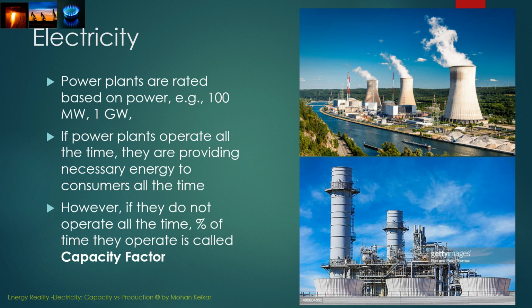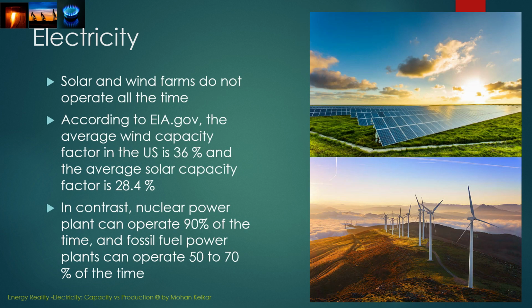Power plants are typically rated based on how much power they can generate. So they're rated, for example, as 100 megawatt power plant, 1 gigawatt power plant, etc. And if the power plants operate all the time, they will provide the necessary energy to the consumers all the time. However, if power plants only operate part of the time, then the percentage of time they operate is called capacity factor. Solar and wind farms do not operate all the time.